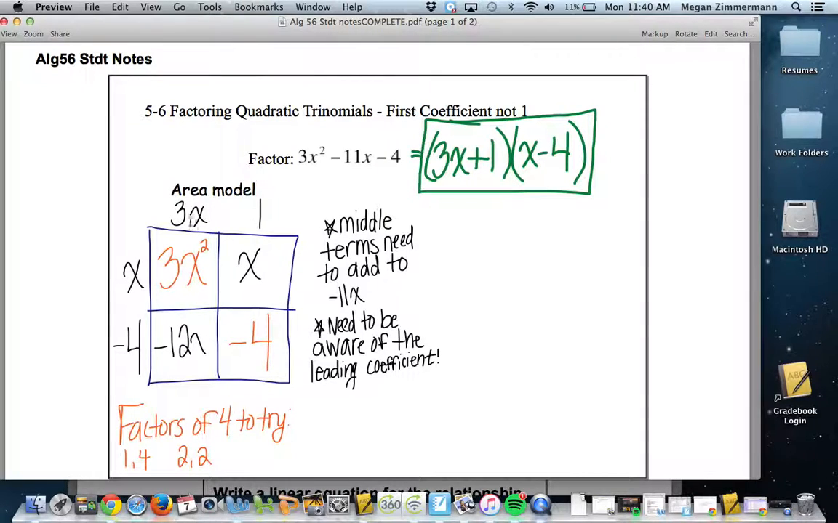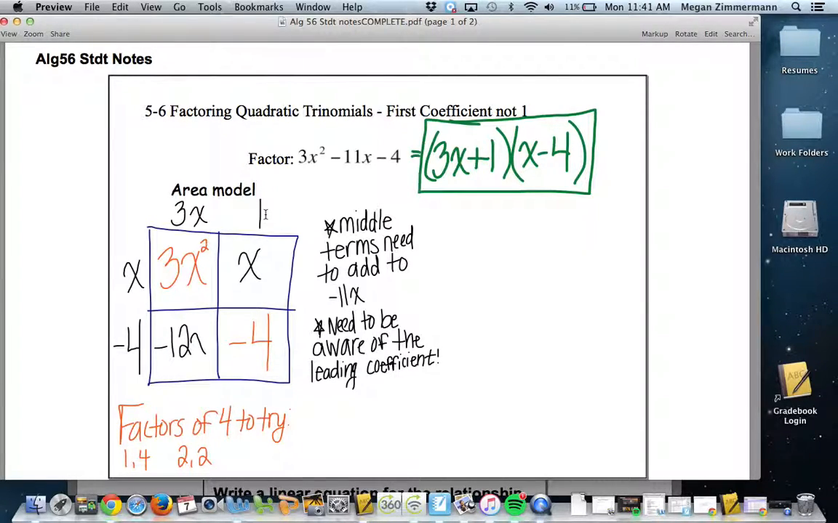So I'm going to use the area model. If I draw the area model here, I know that 3x squared has to be in this first box, so the only way to multiply to get 3x squared is if you do 3x times x. And then in this last box, we know it's going to be minus 4, because then the two last terms will multiply to give us negative 4. So now we just have to figure out what we can fill in the middle two boxes with to get to the middle term of negative 11x. So whatever goes here and whatever goes here has to add up to negative 11x.